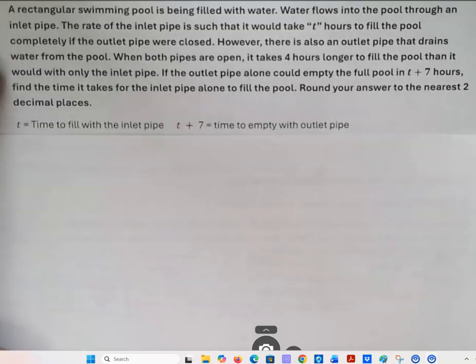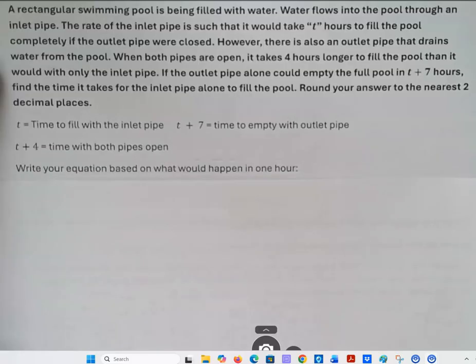Well, what I want to say is that I know that T is the time to fill with the inlet pipe, and T plus 7, which is given, is the time to empty with the outlet pipe. And because it says that it takes 4 hours longer to fill it if the outlet pipe is open, I know if the 2 pipes were open, one filling, one draining, it would take T plus 4 hours. So everything's based on T, the time it takes that inlet pipe to do that job on its own.